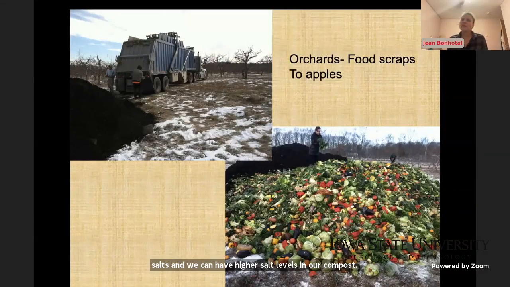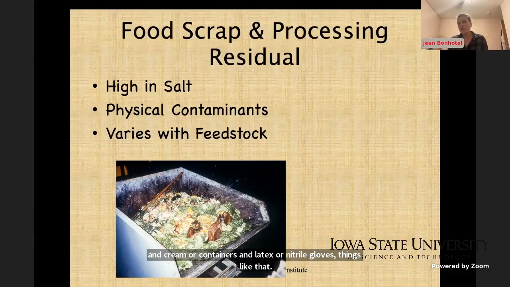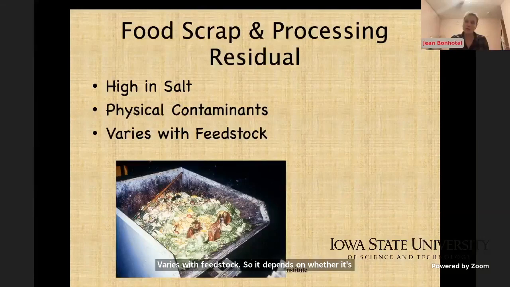Orchards. Okay, so all the food waste, all that kind of stuff is a good feedstock, but we have to watch out a little bit for food waste. It can be high in salt. It can have physical contaminants like ketchup packages and creamer containers and latex or nitrile gloves, things like that. It varies with feedstock. So it depends on whether it's food processing waste or food waste.